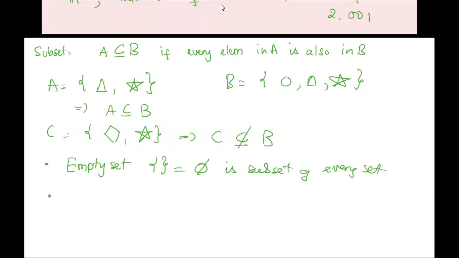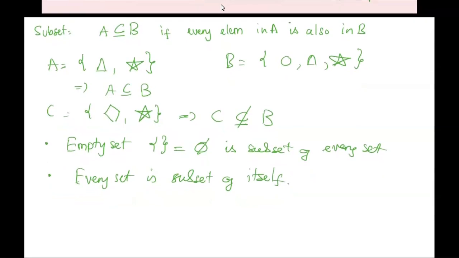The next claim we have is that every set is a subset of itself. Okay? A is a subset of A, B is a subset of B, C is a subset of C. Any question till this point? If no, I will move on to the set operators.